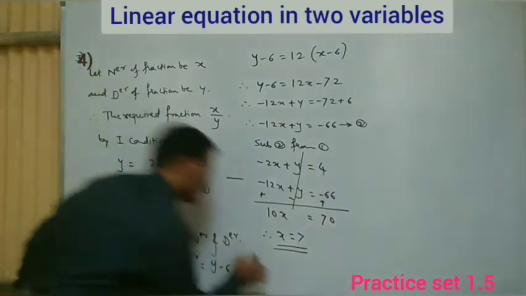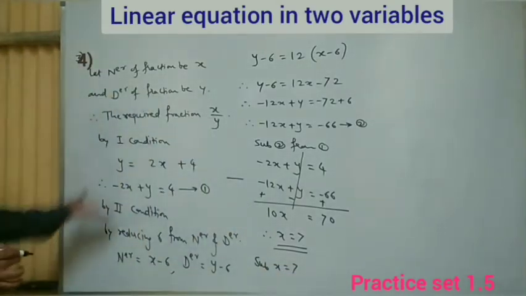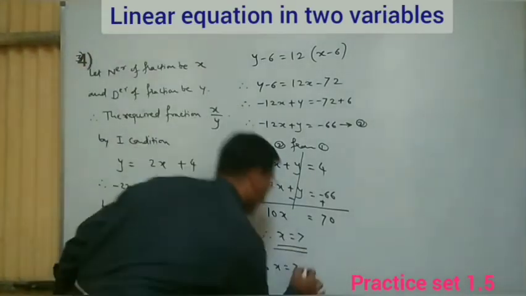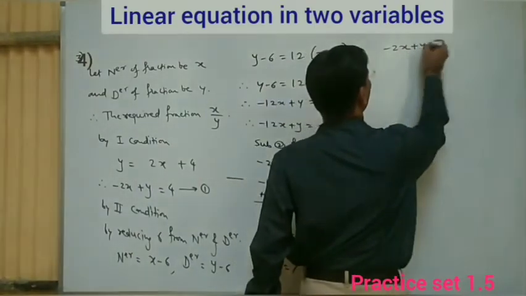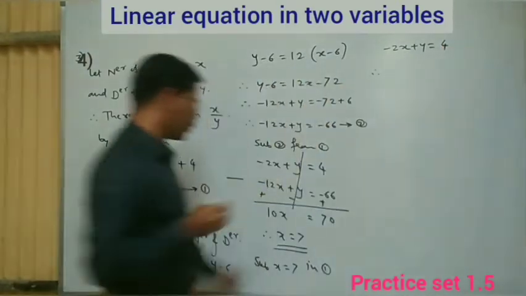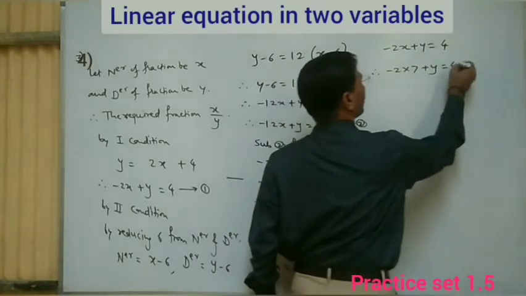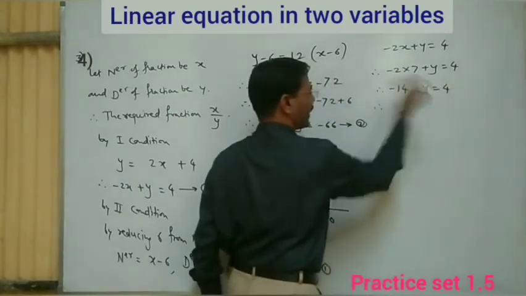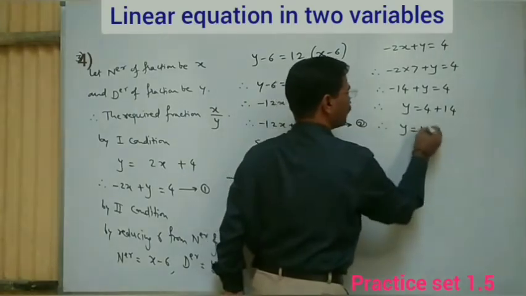Okay, now substitute x equal to 7 in either 1 or 2. Yes, 1 is looking easy. So put it here in 1. What is 1 here? Minus 2x plus y is equal to 4, in which we have to substitute x equal to 7. So minus 2 into 7 plus y equals 4. This is minus 14. Yes, now take that over. Okay. So here it is y equal to 18.